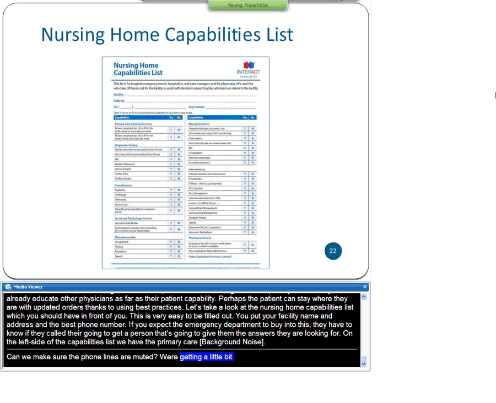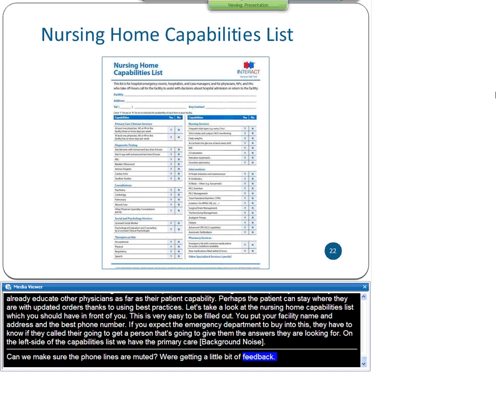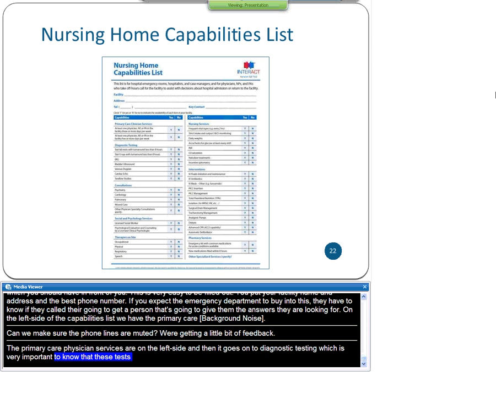Primary care physician clinician services are on the left side of the page, and then it goes on to diagnostic testing, which is very important to know, that these tests are going to be done in place if you can do it. Consultations, social and psychological services. And then down to therapies on site.